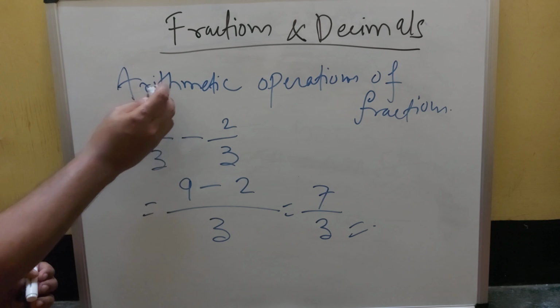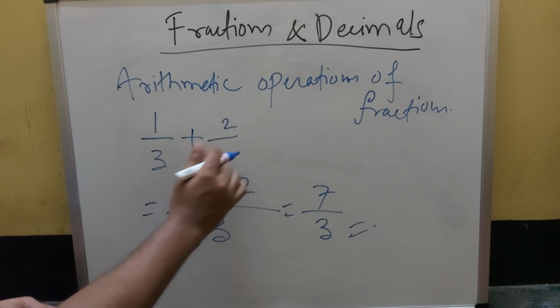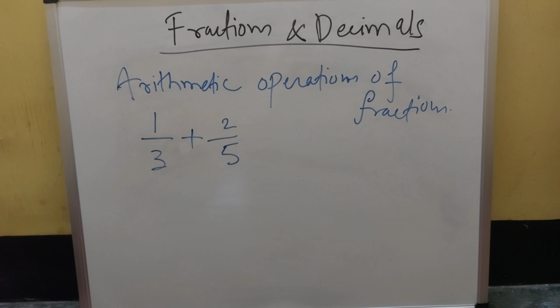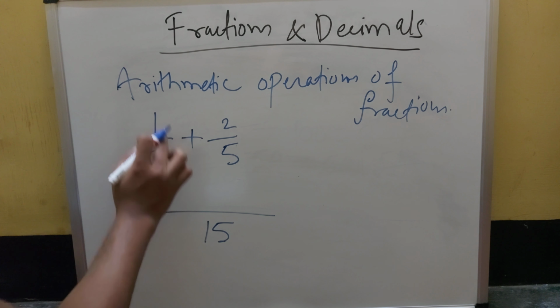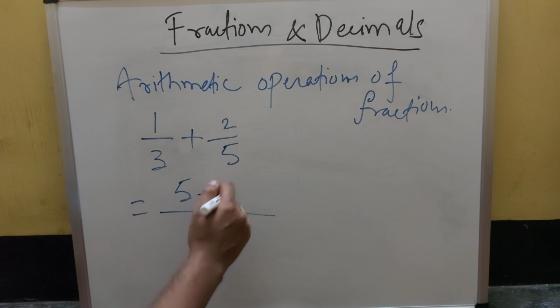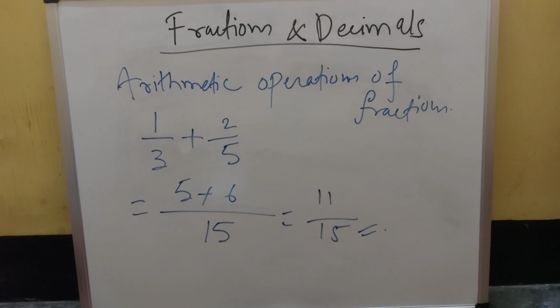Okay. Let's take an example: 1 by 3 plus, let's say, 2 by 5. In this case, the denominators are different. What will we do? We will take the LCM of 3 and 5. It will be how much, children? It will be 15. 3 fives are 15, 5 ones are 5, plus 5 threes are 15, 3 twos are 6. It will be how much? 11 by 15. This is the answer. Okay. Simple, na?